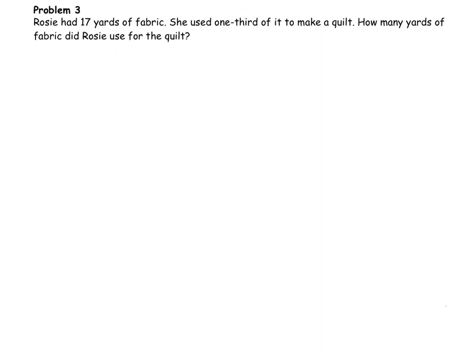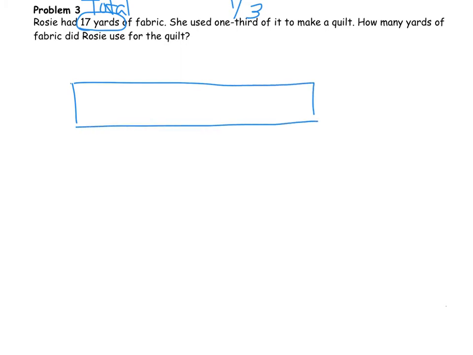Problem 3. Rosie had 17 yards of fabric. She used 1/3 of it to make a quilt. How many yards of fabric did Rosie use for the quilt? Well, I know she had 17 yards of fabric, which is my total. She used 1/3 on a quilt. How many yards of fabric did Rosie use for the quilt? So for my tape diagram, I know my total is 17 yards. And I know she used 1/3.